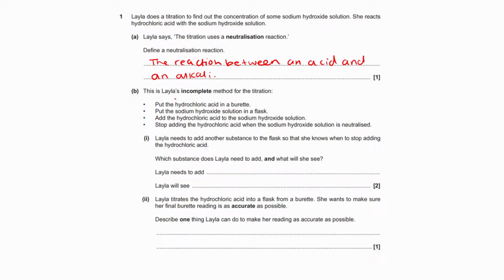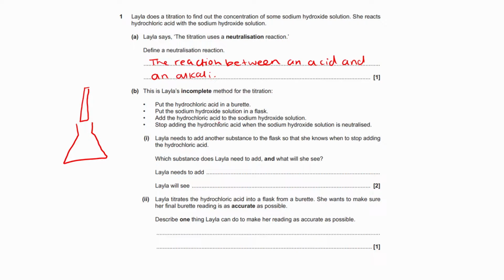Part B. This is Layla's incomplete method for the titration. Put the hydrochloric acid in a burette. Okay, so this is our burette. Put the sodium hydroxide solution in a flask. So we've got a flask here. Feel free to draw diagrams in the exam to help you understand what the text is saying.